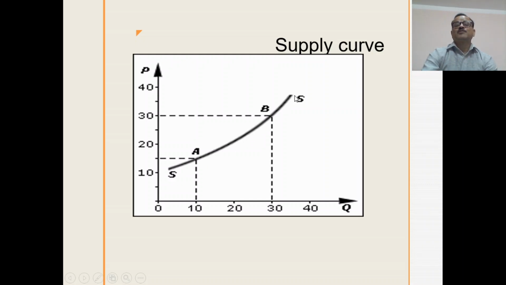So by using the supply schedule, we derive the supply curve, which is moving upward from left to right. This is opposite to the demand curve, moving downward from left to right. This is the demand curve. This is the supply curve moving upward from left to right.